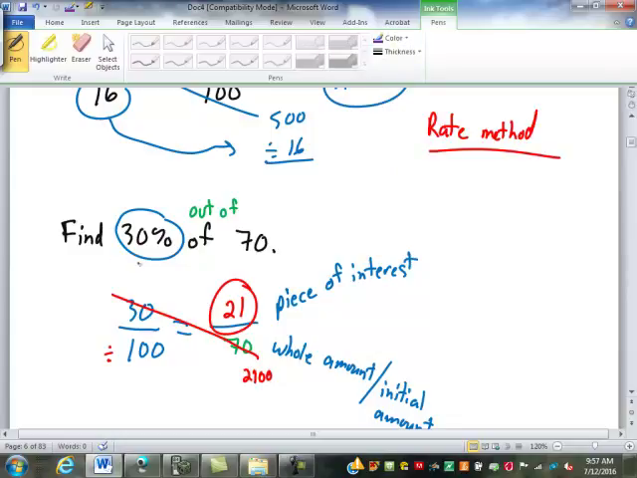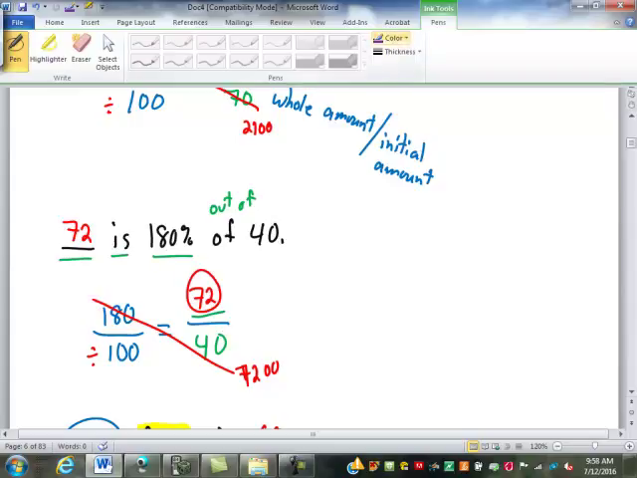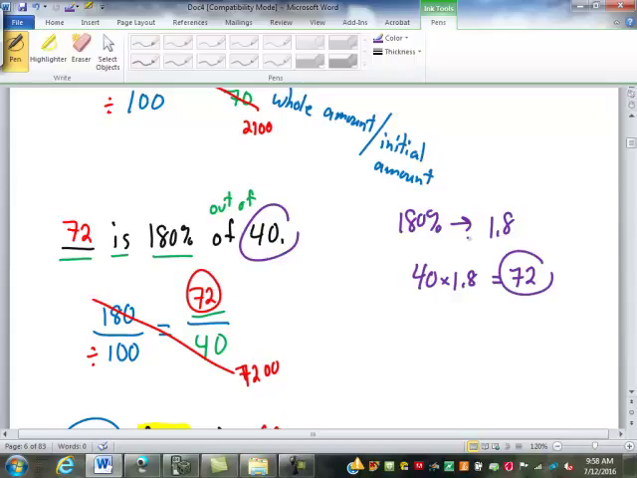So here in this first one, the percent is 30%. What's that going to be as a decimal? 0.3. And what I do with the decimal in this problem is I take my other number, the 70, and I multiply by 0.3 to get 21. Is that the answer? Yep, that's what I got with the proportion. So if I look at this one, 180% becomes what as a decimal? 1.8. So I'm going to take my other number, the 40 here, and multiply by 1.8 to get 72, which is the correct answer.